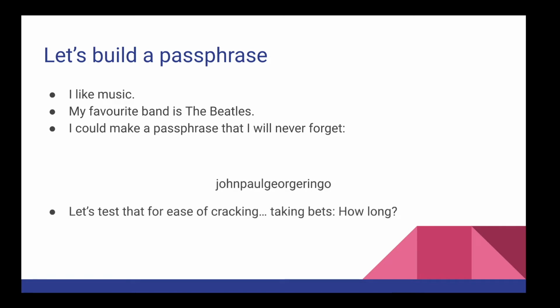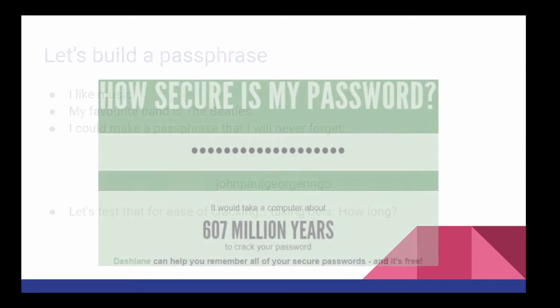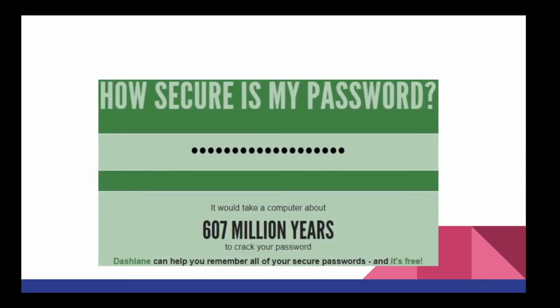So here's a passphrase that I could never forget because I like the Beatles. John, Paul, George, Ringo, the 4 members of the band. So if I was to try and put that through a password cracker, how long do you think it would take? Going once, going twice, 600 million years. That's a long time.